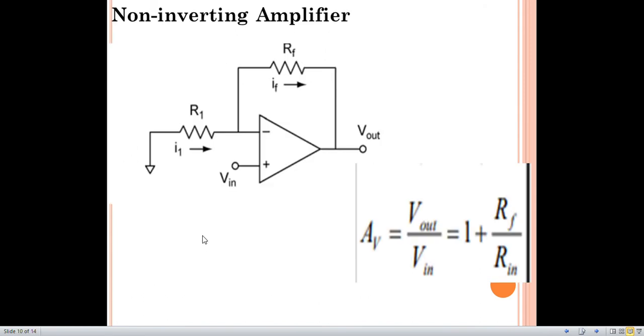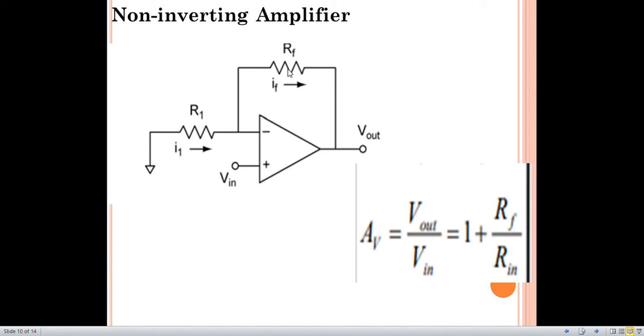Now I am going to discuss the operational amplifier when input is applied on a non-inverting port. That means we are discussing non-inverting amplifier. So in this condition, a change is that we have to apply an input on plus terminal, that means non-inverting terminal. This is our input resistance. This is the feedback resistance.